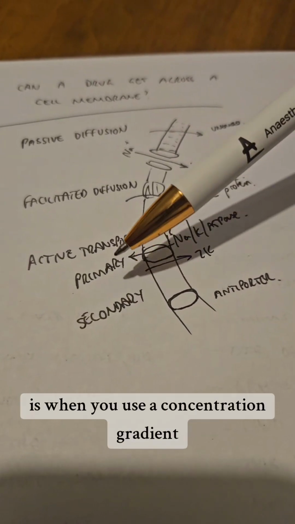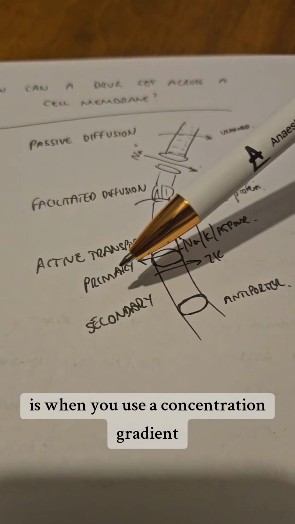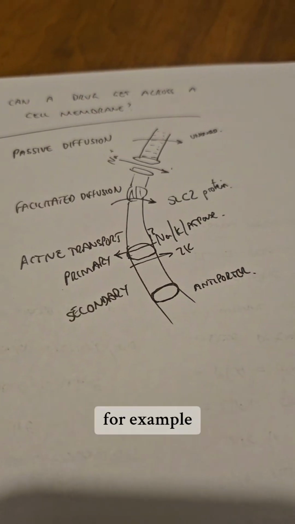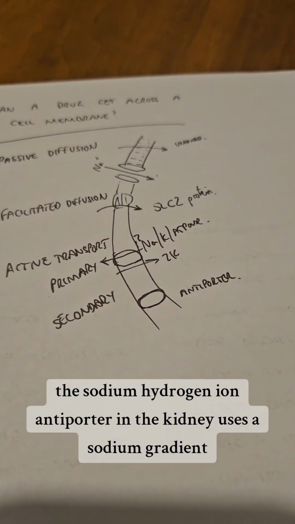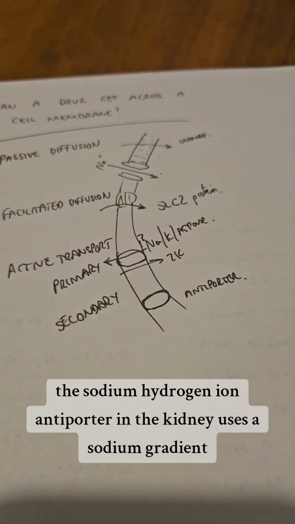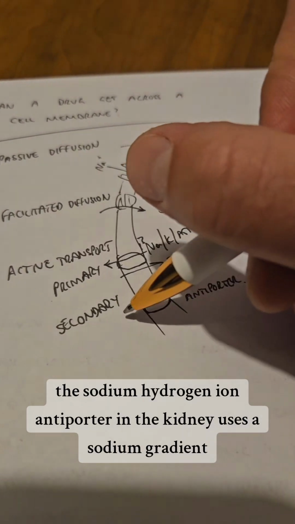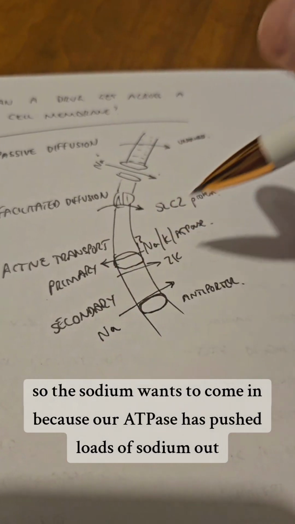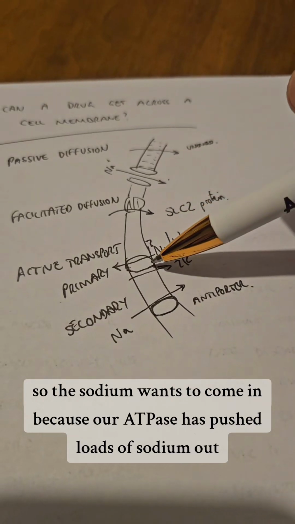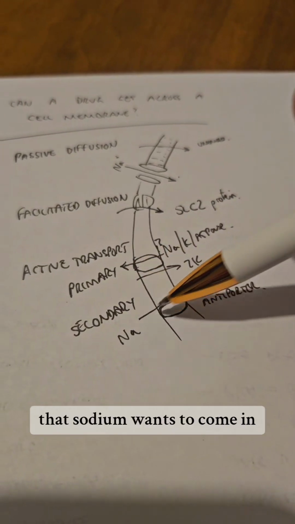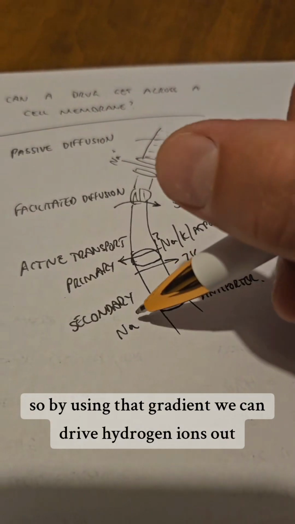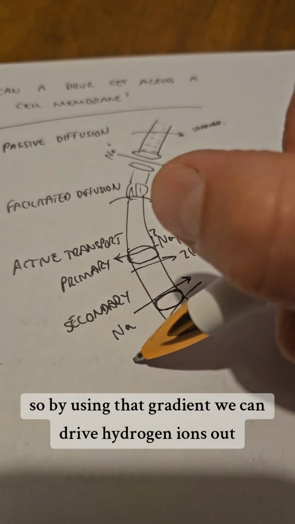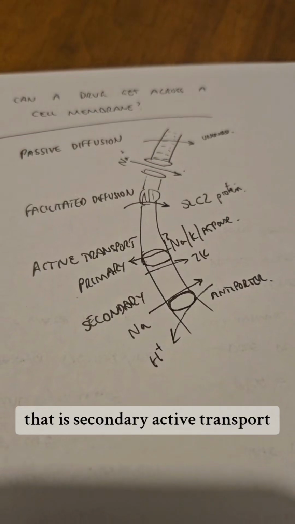Secondary active transport is when you use a concentration gradient to push something against its concentration gradient. For example, the sodium-hydrogen ion antiporter in the kidney uses a sodium gradient. So the sodium wants to come in because our ATPase has pushed loads of sodium out. That sodium wants to come in. So by using that gradient, we can drive hydrogen ions out. That is secondary active transport.